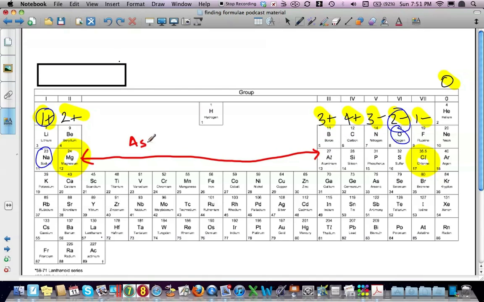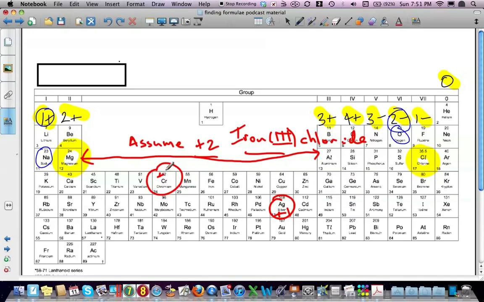Assume these to be +2 unless you are told otherwise. For example, iron 3 something is telling you that it's not +2, it's +3. For example, iron 3 chloride. There are many other examples, but for the moment it's good for you just to assume +2 unless you're told otherwise. Another common different one is silver, which is +1, and chrome, which is +3.